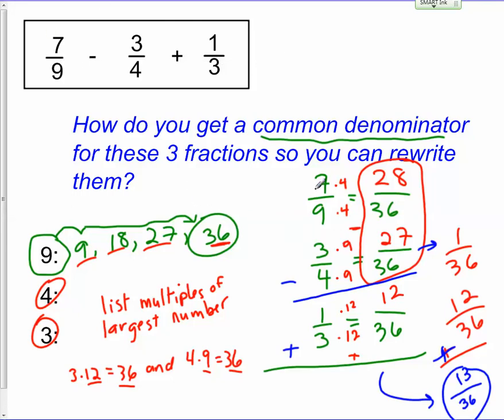So now I can rename 7/9, 3/4, and 1/3 all into 36. Use the multiply pattern that we've done over and over again. And I want to subtract the first two, so 28/36 minus 27/36 is 1/36. And then I want to add 1/3, and 1/3 was 12/36, so my final answer is 13/36.